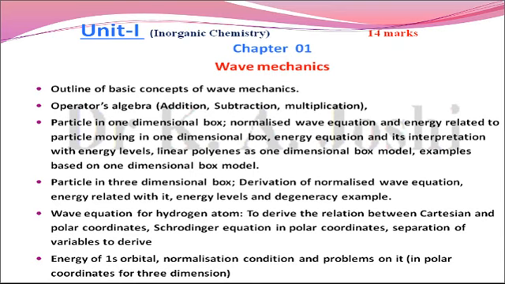Wave equation for the hydrogen atom, to derive the relation between Cartesian and polar coordinates, Schrodinger equation in polar coordinates, separation of variables to derive energy of the 1s orbital, normalization condition, and problems on each in polar coordinates for 3 dimensions. So Unit 1 has only one chapter, Wave Mechanics.